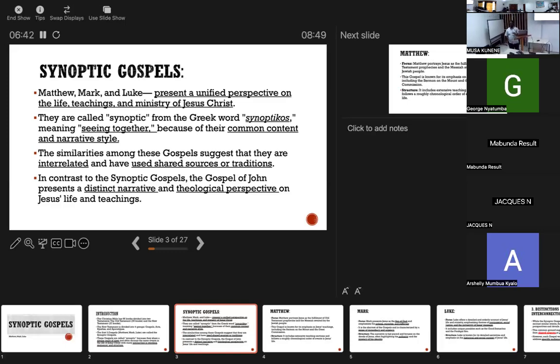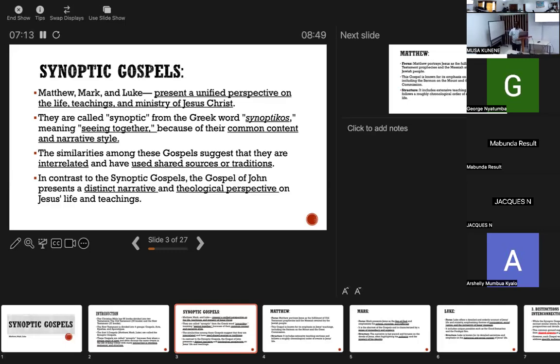The similarities among these three Gospels suggest that they are interrelated. It also suggests that they probably used or shared the same sources and the same tradition. That is why they are called synoptic, and that is why they see things together through the same eye.